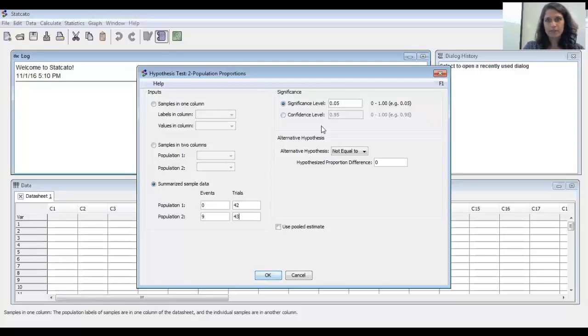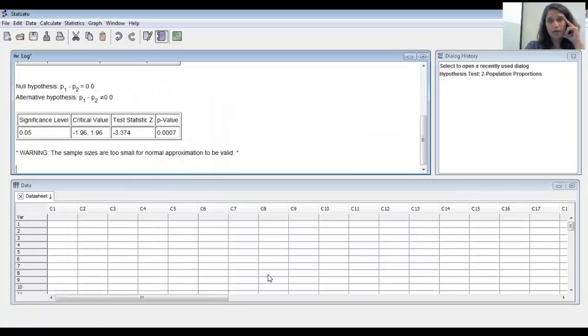I'll keep my significance level 5%. I'll keep it not equal to. I'm not saying that the high IQers would have a lower or higher social problem rate. And then I click OK. It gives me my test statistic and my p-value.